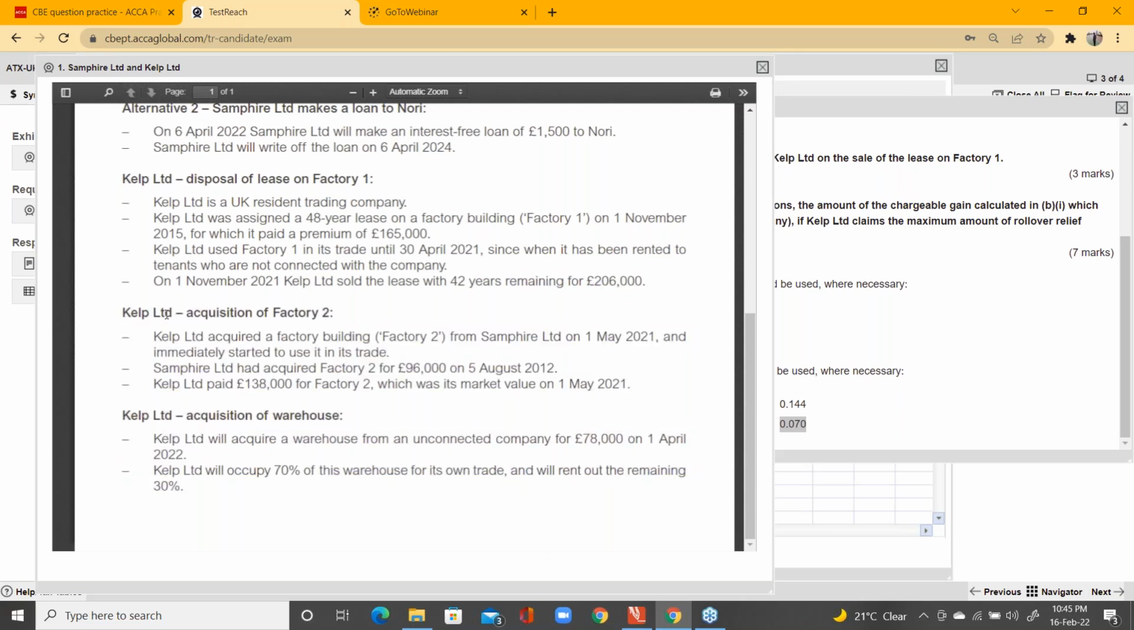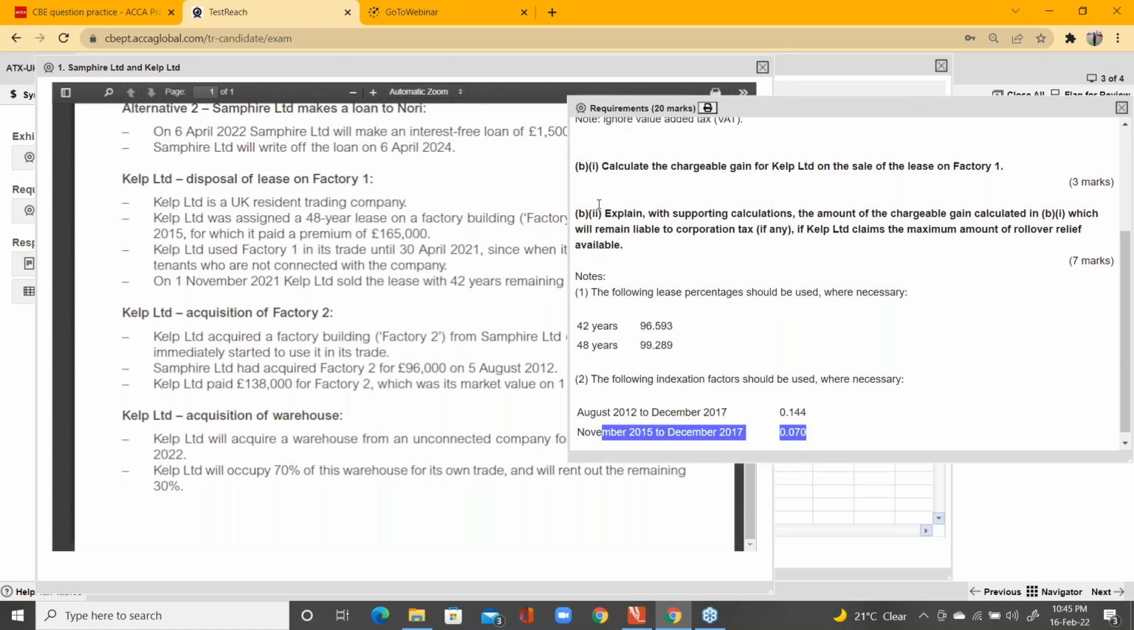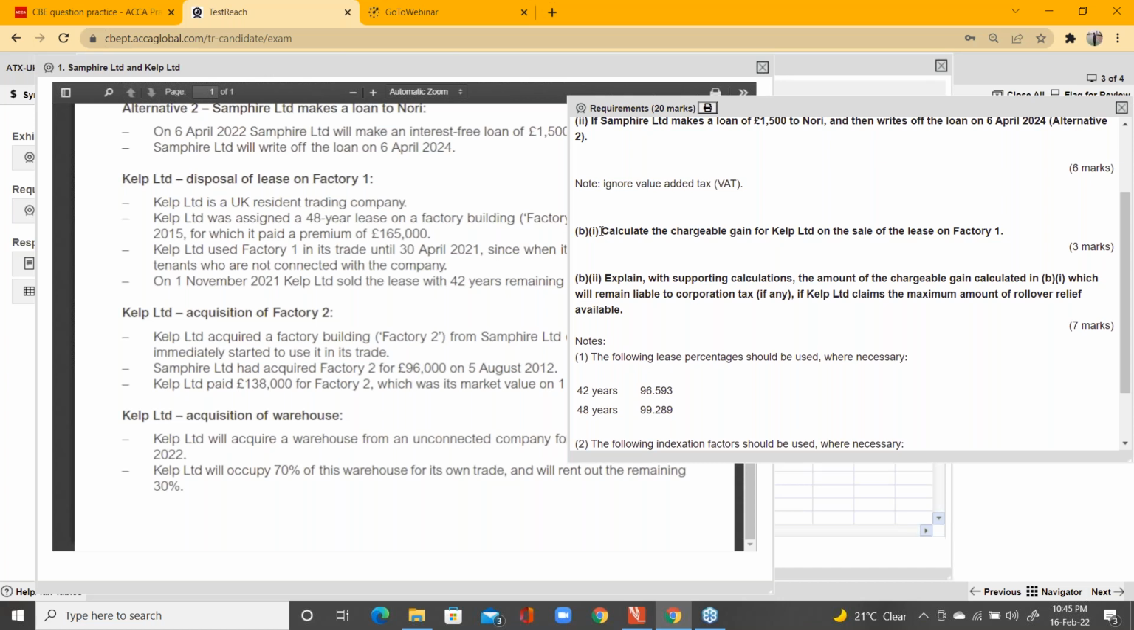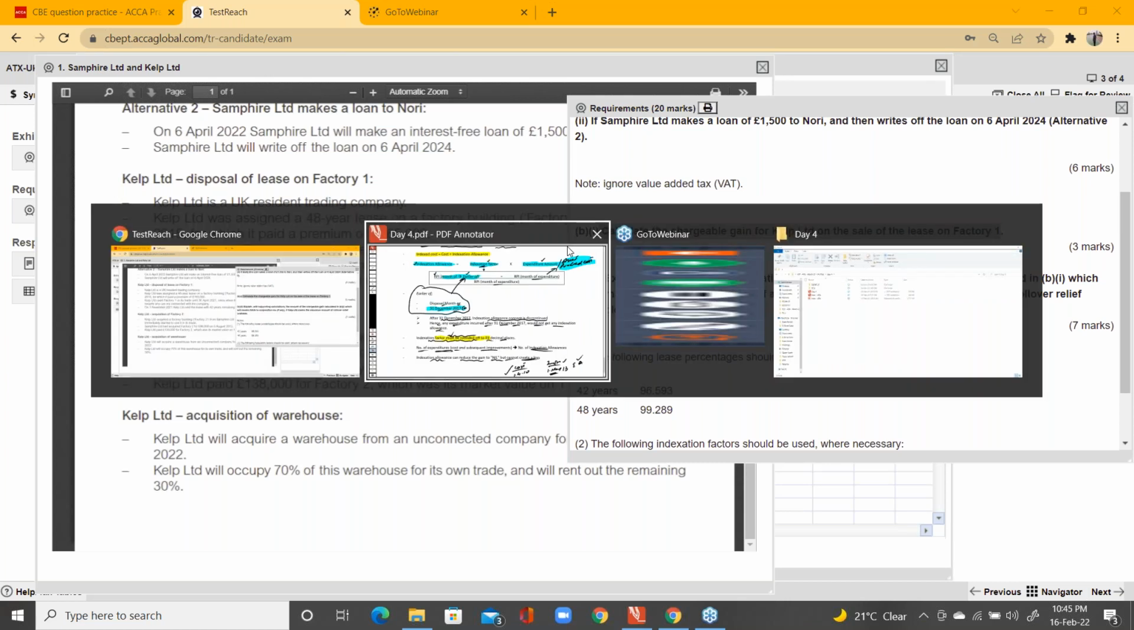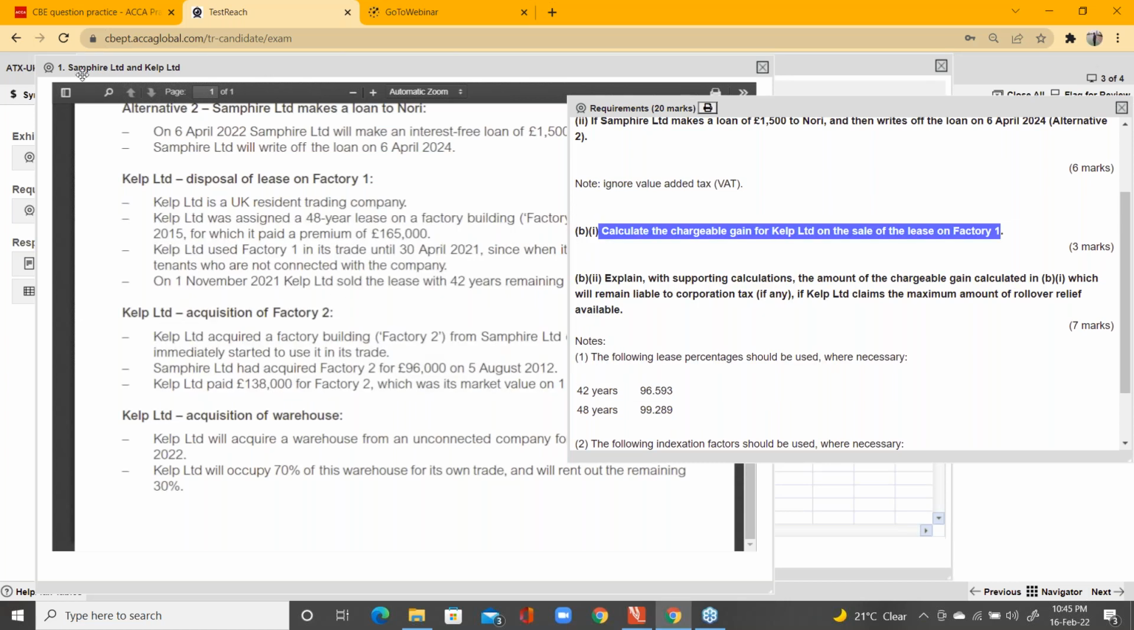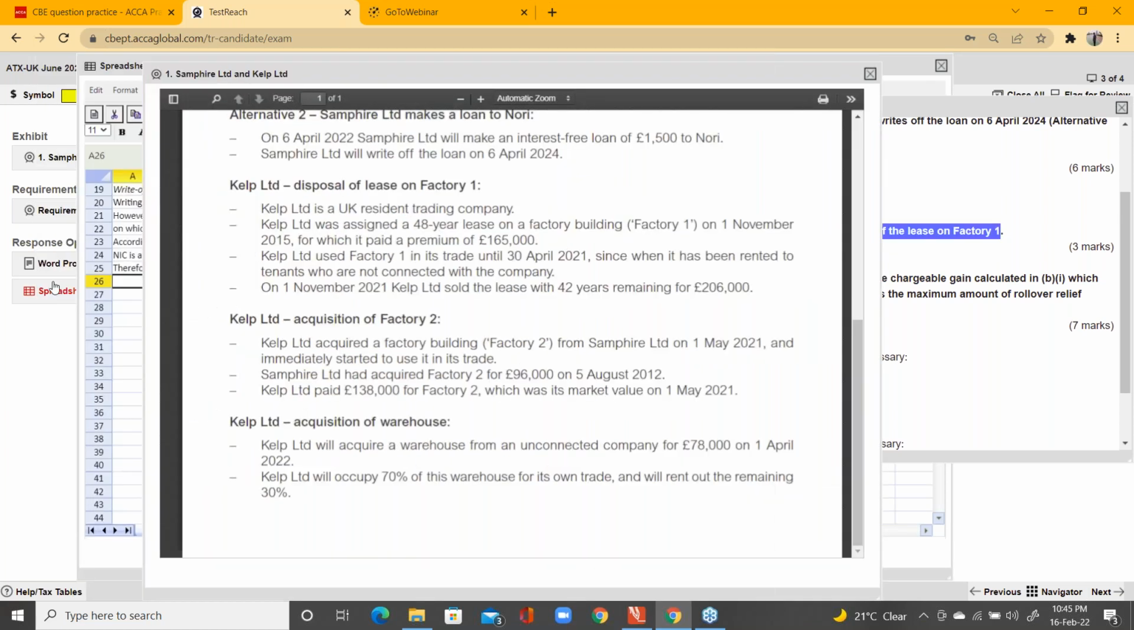Okay. And requirement B1 purely pertains to the chargeable gain calculation on the sale of the first factory. So without reading further, I'm going to calculate part B1 of the question, the chargeable gain on the disposal of the first factory, and opening the spreadsheet in front of us.